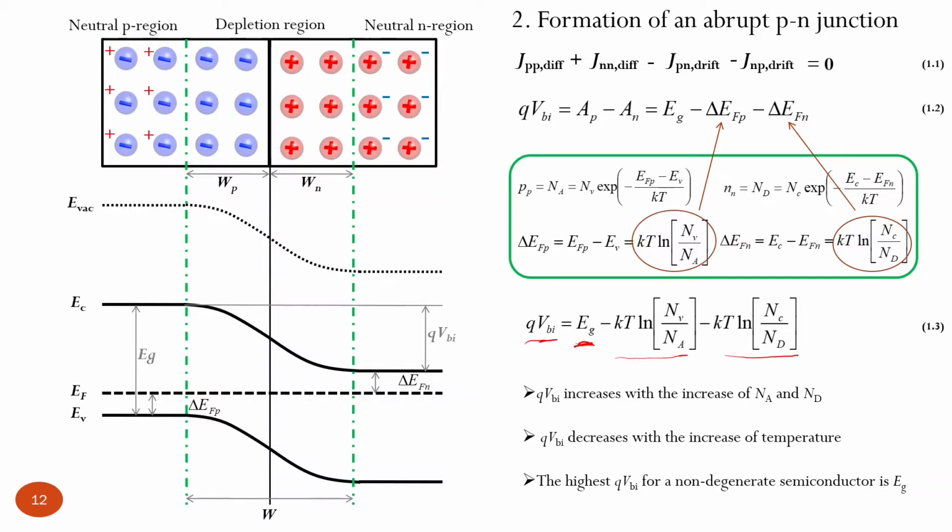Another thing we need to highlight is that with increase of temperature, we decrease the potential barrier, because at higher temperature we subtract larger quantities from band gap. Also, we can see from here that the largest height of the potential barrier is actually the band gap for non-degenerate semiconductor. So if we don't have heavily doped semiconductors, which is not common in optoelectronics, this is true. The highest possible potential barrier is defined by the band gap.